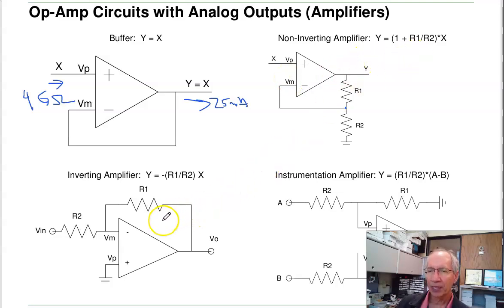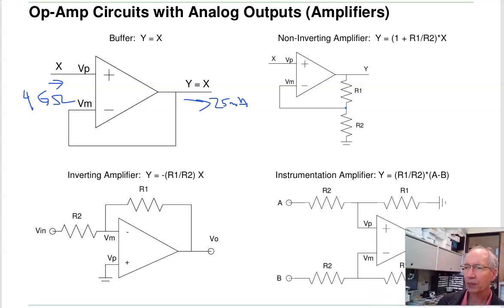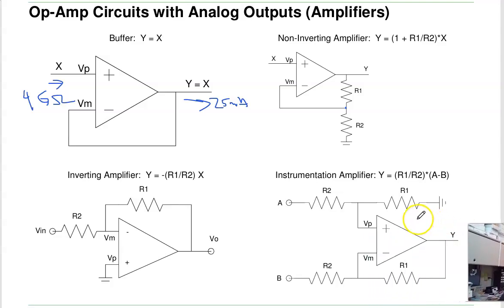Inverting amplifier is this configuration. The gain is minus R1 over R2 times Vn. And the do-all everything is an instrumentation amplifier. This has a gain of R1 over R2 times the difference between A and B. This could be a non-inverting amplifier, inverting amplifier, a differential amplifier. Can do everything.